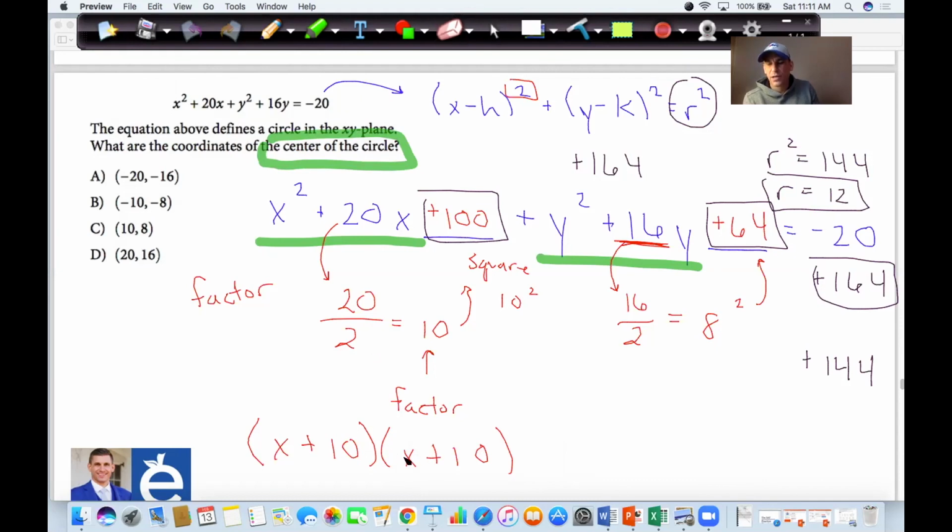I have x plus 10 times x plus 10. And now I'm going to carry my positive sign down. Well, I'm going to factor this, right? This is my second part. And I have y. Now remember, quick tip, the value after you divide by 2, that's what your factor is going to be, right? This is going to be positive 8 in this case, and this is going to be y plus 8, right? So now I have y plus 8, and then this is going to be 144.